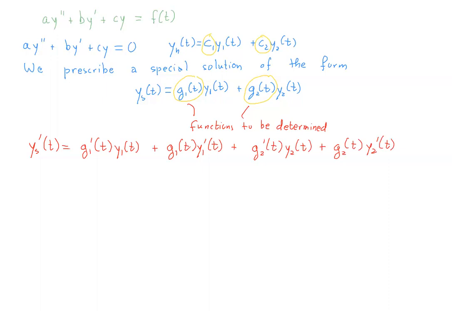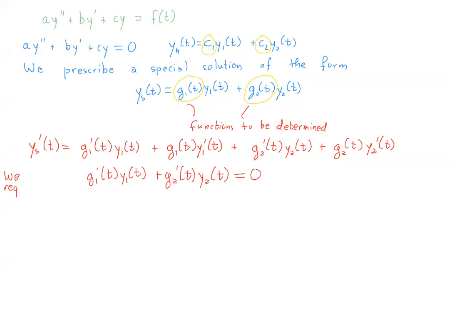And now, remember what I told you in the beginning, that this whole setup is not restrictive for what y sub s can be. It can be anything pretty much. Exactly with the thought that it's everything, the brilliant idea of this method is to ask right from the get-go that G1 prime of t times Y1 of t plus G2 prime of t times Y2 of t is equal to 0. So we require this.